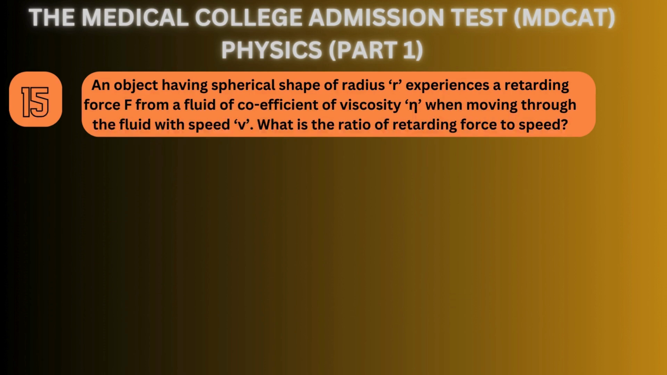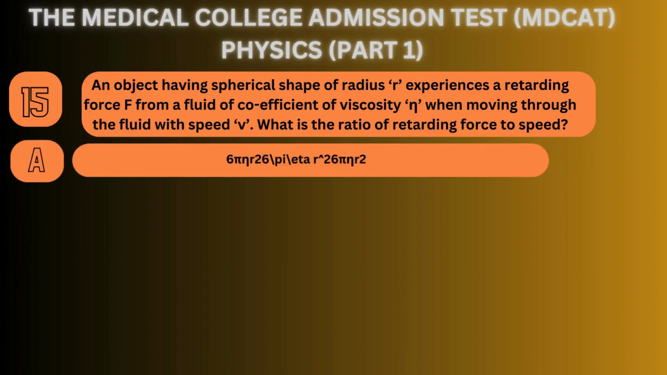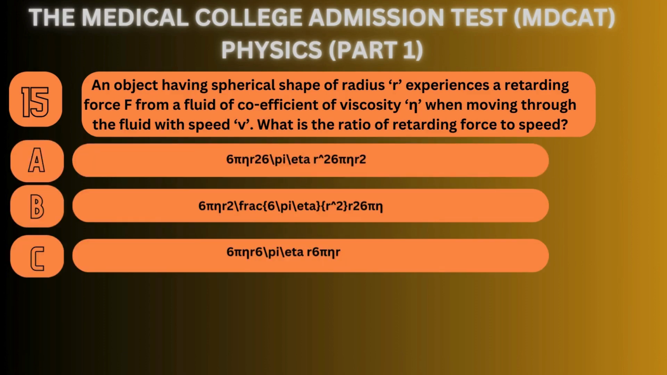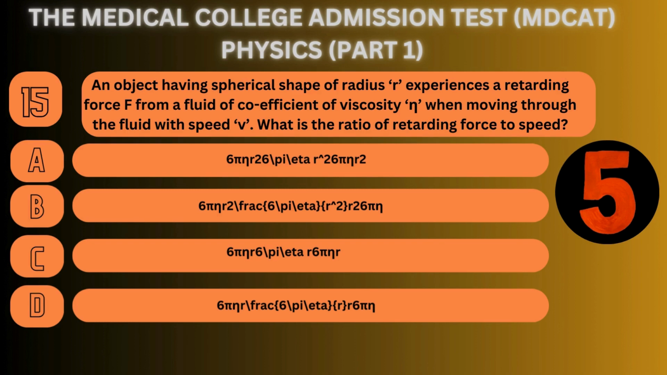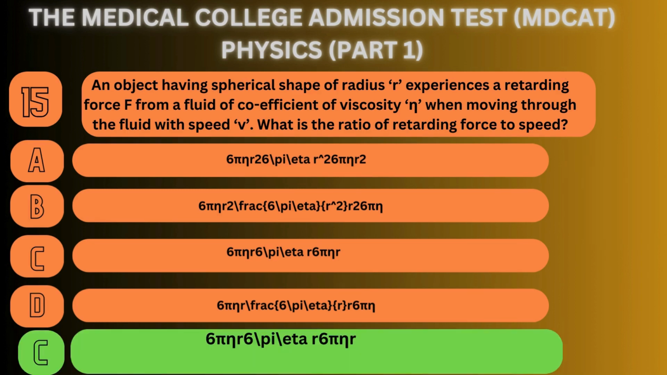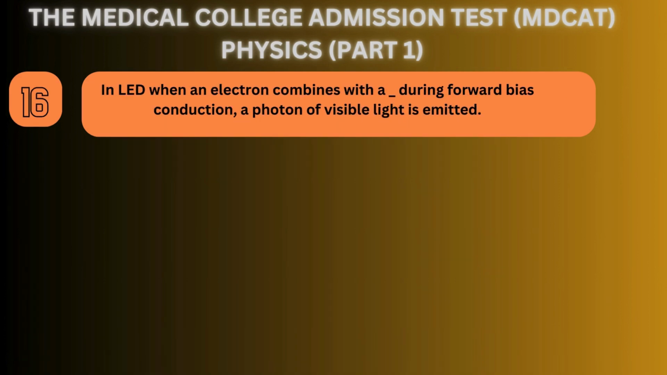Question number 15. An object having spherical shape of radius r experiences a retarding force F from a fluid of coefficient of viscosity eta when moving through the fluid with speed v. What is the ratio of retarding force to speed? Option A, 6 pi eta r squared. Option B, 6 pi eta r squared over r. Option C, 6 pi eta r.